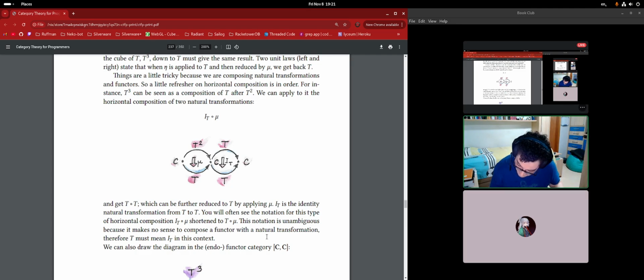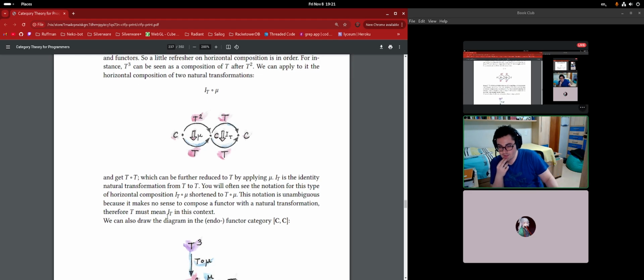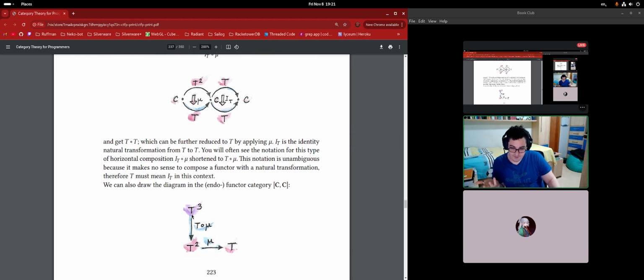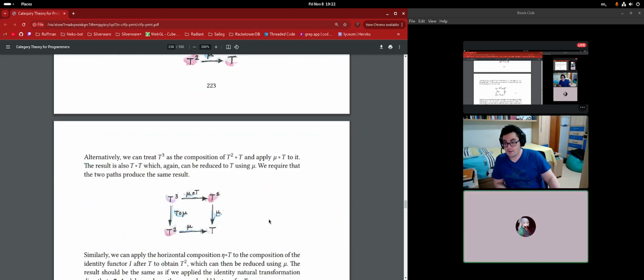Yeah, we can also do this diagram here. So if you have a T3 and you do mu T, well, identity after mu, you're gonna go to T squared. And if you apply this again, you're gonna go to T. And then there's the rest of the square.